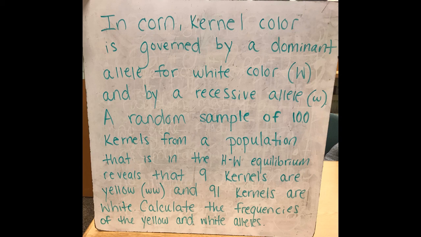The first part of the problem states, in corn, kernel color is governed by a dominant allele for white color and by a recessive allele. A random sample of 100 kernels from a population that is in Hardy-Weinberg equilibrium reveals that 9 kernels are yellow and 91 kernels are white. Calculate the frequencies of the yellow and white alleles in this population.